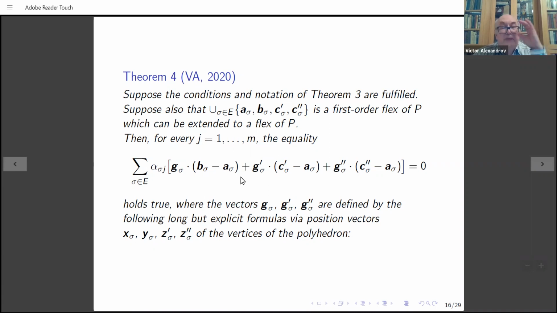So first of all, this theorem says that if the first order flex of a polyhedron can be extended to a flex, then the vectors of this first order flex must satisfy some additional equation that is new, that was not declared in the definition of the first order flex.